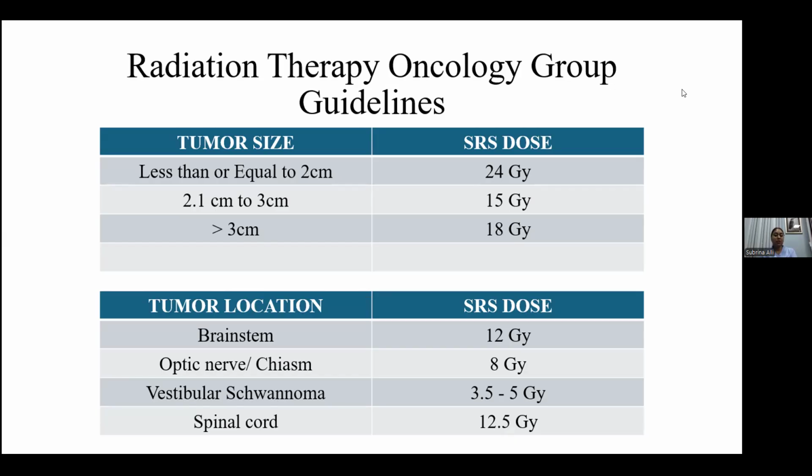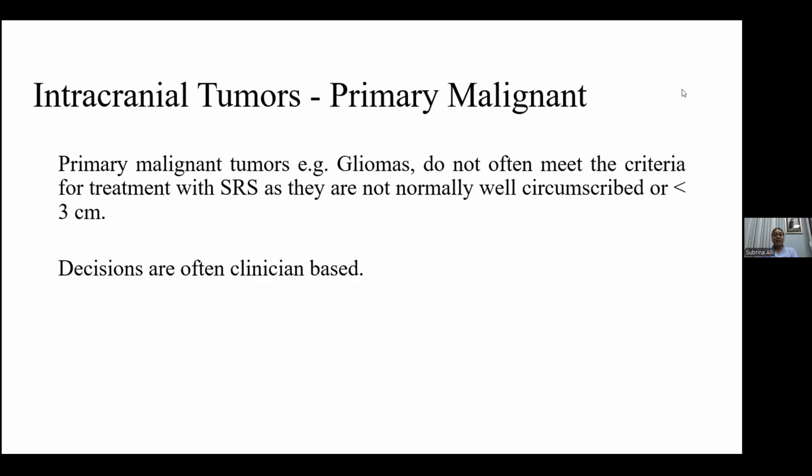With respect to tumor location, the stereotactic radiosurgery dose is also classified via these oncology group guidelines. For tumors located in the brainstem, we give up to 12 grays. Optic nerve and chiasm, which are very critical structures, up to 8 grays, vestibular schwannomas 3.5 to 5, and spinal cord tumors up to 12.5 grays. Primary malignant tumors like the gliomas often don't meet these criteria for stereotactic radiosurgery. Why? Because they are not normally well circumscribed, and they are not normally less than 3 centimeters. So these decisions are often clinician or institution based.